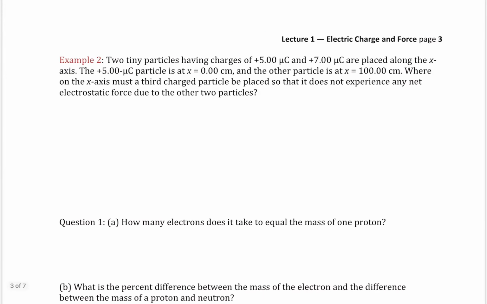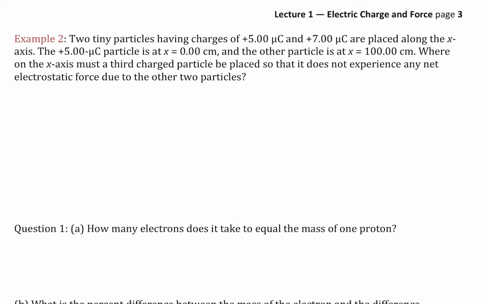Okay, all right, let's do our next example, all right? So two tiny particles having charge of positive 5 microcoulombs and positive 7 microcoulombs are placed along the x-axis. The positive 5 microcoulomb particle is at the origin. In other words, is at the 0 point on the x-axis. And the other particle is at the 100 centimeter or 1 meter mark. Where on the x-axis must a third charged particle be placed so that it does not experience any net electrostatic force due to the other two?